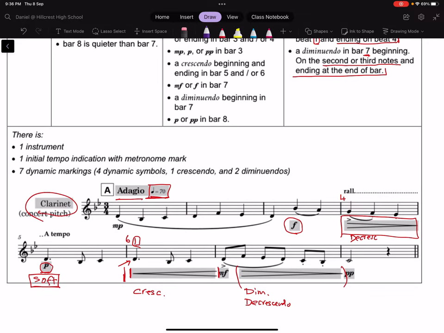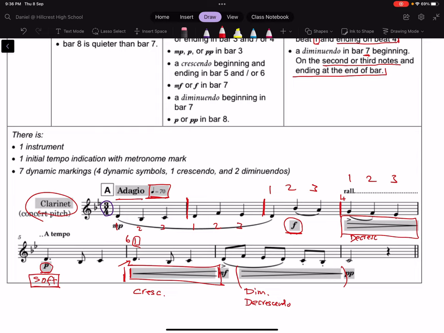So if you have 3-4, you must count 1, 2, 3, 1, 2, 3, 1, 2, 3. The counting of the bars is really important so that you can be in the right position to add these symbols as you hear them.